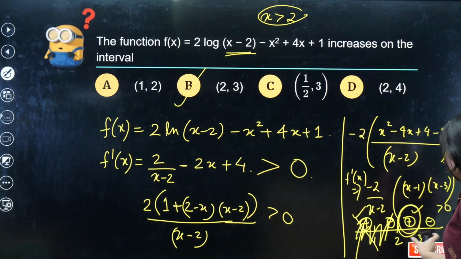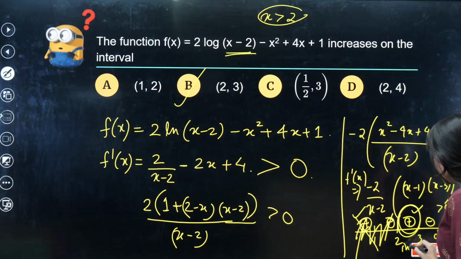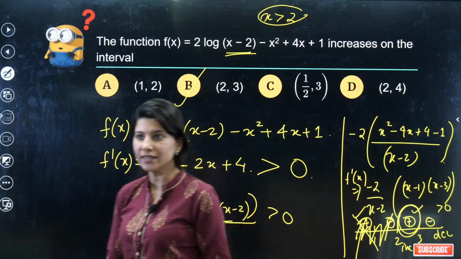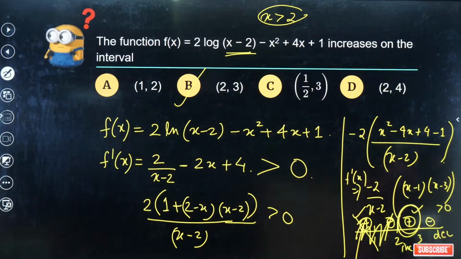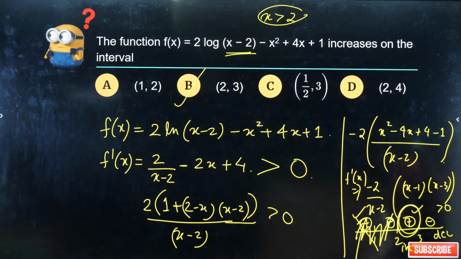From 2 to 3 it is increasing. From 3 to infinity it is decreasing. This is decreasing, this is increasing. Easy peasy. Yes, got it? Clearly, it is absolutely correct.